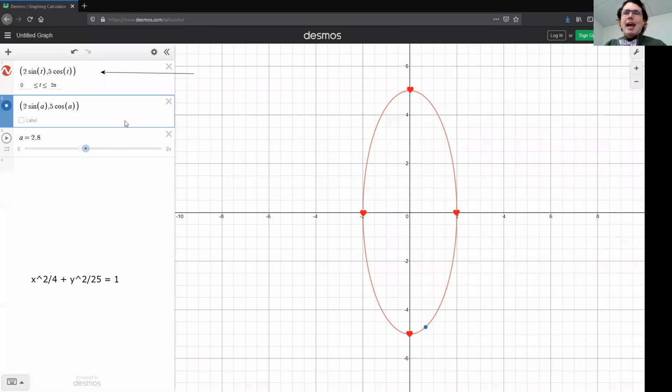Now we were just looking at how to predict the shape of a parametric equation, the shape of its graph, based off of its two coordinate functions, right? My x is a function of t, and my y is also a function of t. Now, another way that I could have thought about this is to look at those equations specifically.